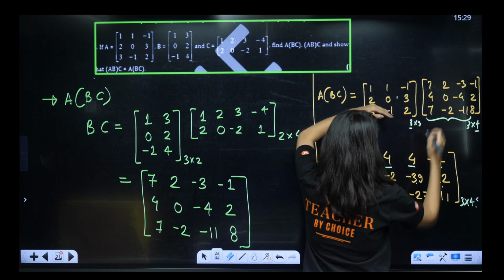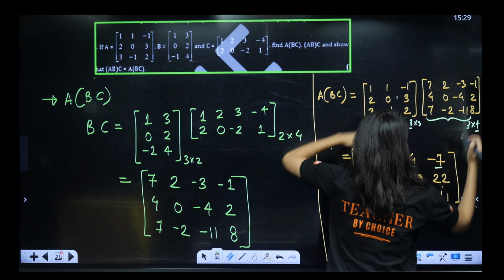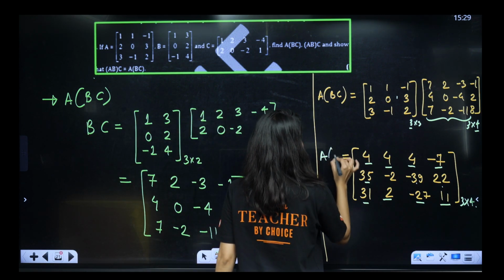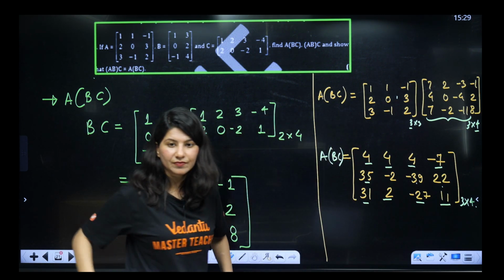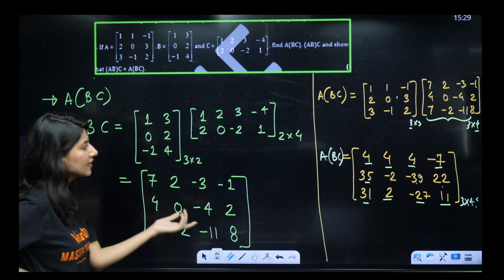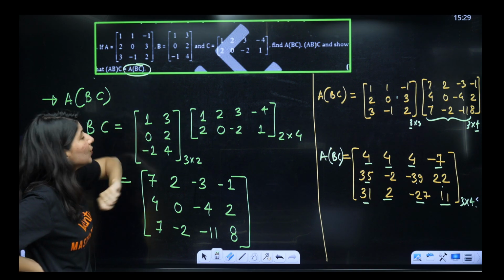Now row 3, column 1 here. Row 3, column 2 here. Row 3, column 3 here. Row 3, column 4 here. So here you get A, B, C. Cool? Are you doing it with me? Are you checking this thing with me? So now A, B, C. This thing is clear to you, right?